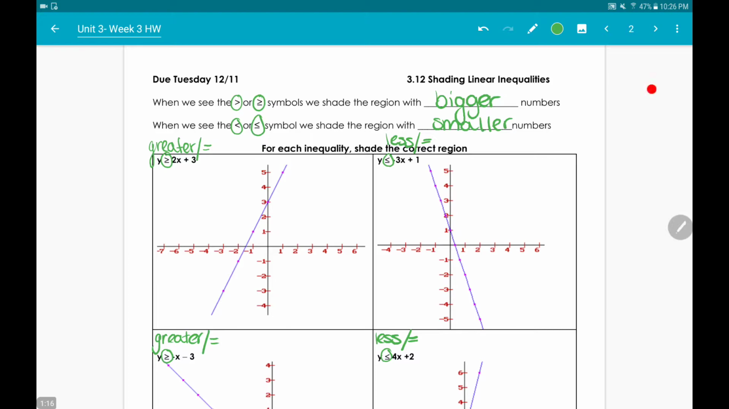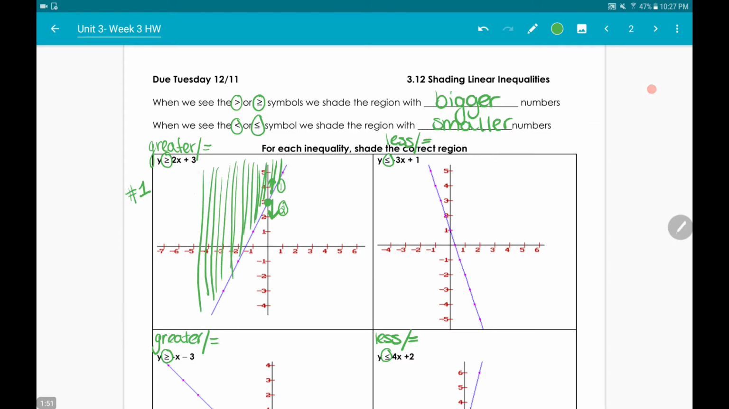So our first one, for number 1, we have a greater or equal. So I'm going to pick a random spot on the line. I'm going to pick this point. Doesn't matter which one. And I'm going to look at the numbers. Are my bigger numbers this way or this way? Option 1 or option 2? Go ahead and answer that. So if you guessed correctly, our bigger numbers are option 1. So that means everything on that side of the line is going to get colored in.